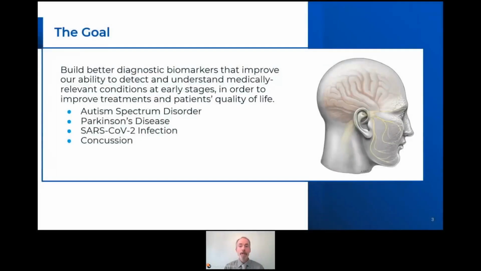The goal of our work has always been the same. We strive to make the most sensitive and specific biomarkers that could be of the most use in the early detection and enable early intervention to improve people's health and the quality of their lives. Our focus for today will be on highlights from our work in autism, Parkinson's disease, and COVID-19, though we've also achieved considerable success in concussion.